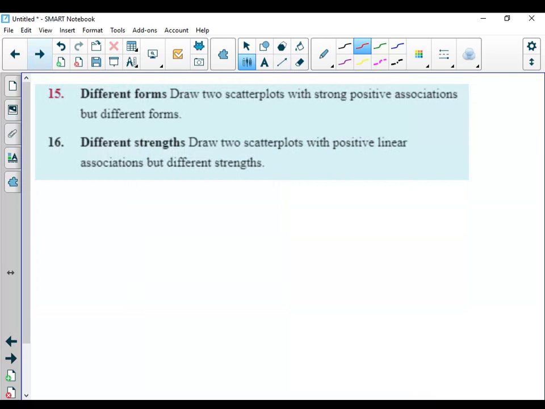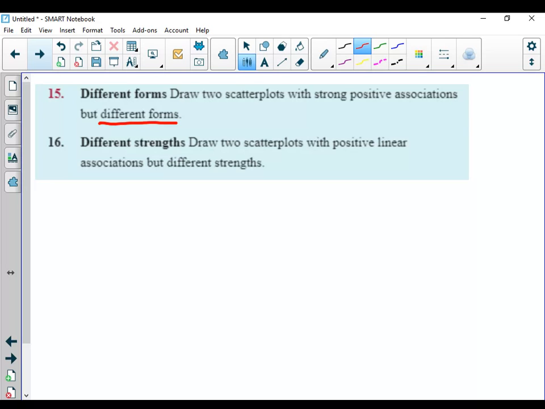Then these 2 problems, 15 and 16, I thought they were maybe worded a little bit confusing. But on number 15, they wanted us to draw 2 scatter plots, and we could just sketch them. They didn't have to be specific. But draw 2 scatter plots. They said both of them are going to have strong positive associations. Here was kind of the tricky part. They wanted different forms. So remember, the forms we could have would be linear, quadratic, which means it's like a parabola, or an exponential.